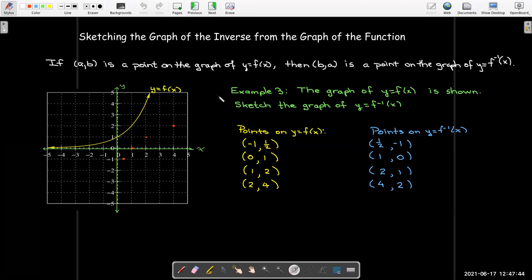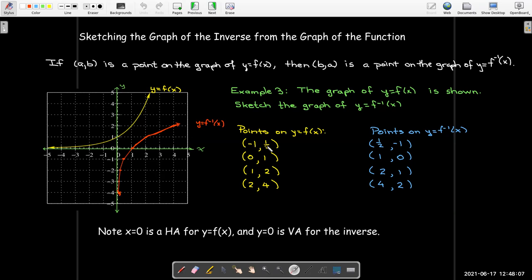And now I'm going to try to connect this with a straight line. Now I'm also going to make note that here it looks like the x-axis is a horizontal asymptote for f. So the y-axis should be a vertical asymptote. So there's the graph of f inverse. And again, x equals 0.